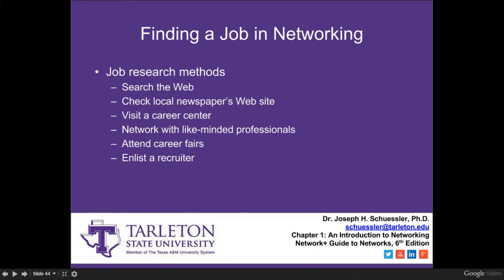As far as finding a job in networking, there's a variety of different ways. Searching the web, obviously, Monster and things like that. Checking the local newspapers' websites. Visiting the Career Center here on campus is a great way. You're paying for it in your student tuition, so why not visit them? They're really good at what they do over there.